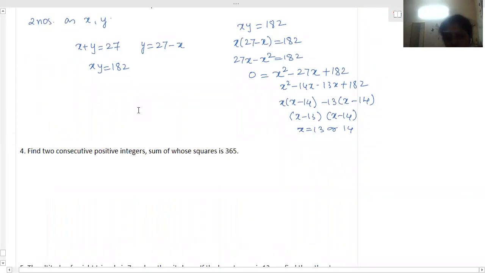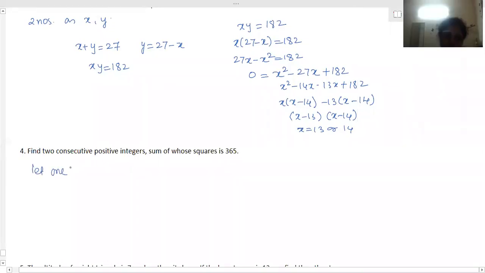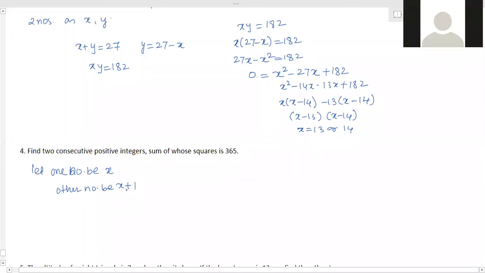Sharad, can you tell the next equation? Ma'am, let one number be x, and the other number will be x plus 1, because they are consecutive numbers, right? Yes, ma'am. Then their squares will be 365.